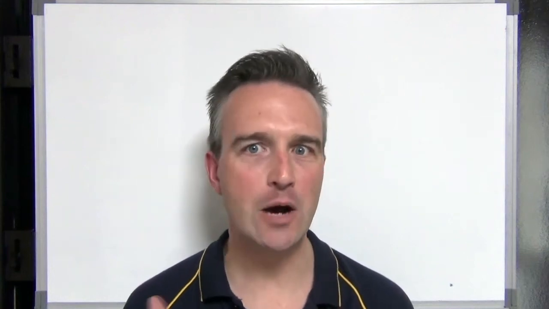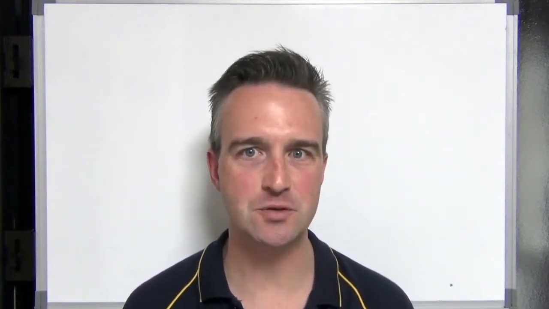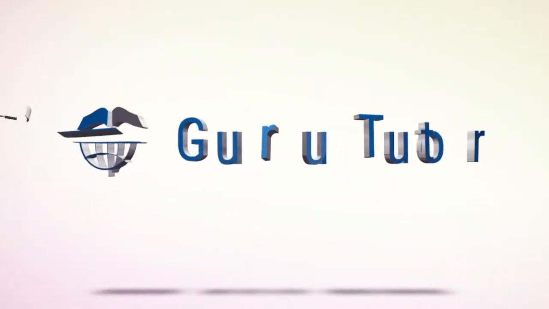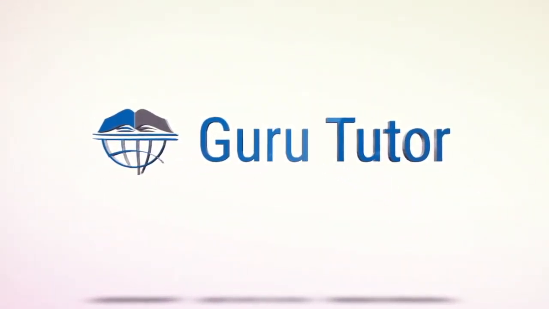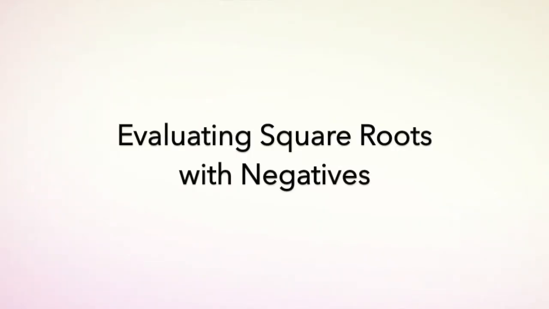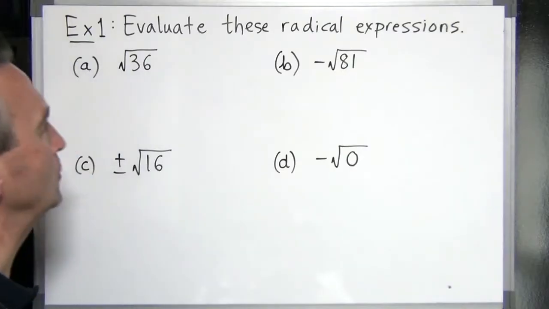Hi again. So how are square roots calculated when negative numbers are involved? Let me show you. First example, here we go.